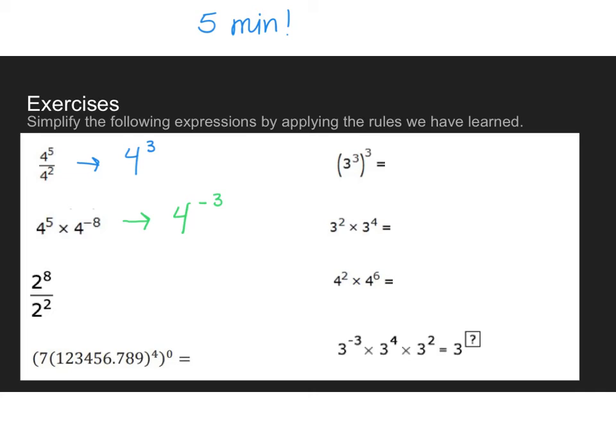All right. The next one, 2 to the 8th divided by 2 to the 2nd. We are dividing, so we subtract our exponents. This becomes 2 to the 6th power.